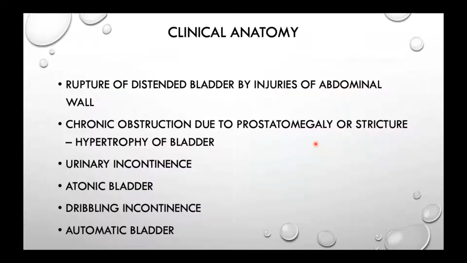Some other clinical anatomical points we can remember here. That is the rupture of the distended bladder by injuries of the abdominal wall, and chronic obstruction due to prostatomegaly or stricture will lead to hypertrophy of the bladder. Then urinary incontinence, atonic bladder, dribbling incontinence, and automatic bladder. These are the conditions coming under the neurological deficits. So this completes the anatomy of the urinary bladder.